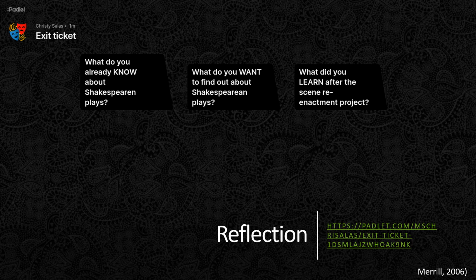During prior knowledge activation, students would have already filled out the first two columns to talk about what they know about Shakespearean plays and what they want to find out. But after they perform their scene in front of an audience, they will fill out the last column, talking about what they've learned after the scene reenactment project. Overall, this is how students can highlight their mastery of reading comprehension, teamwork, communication, organization, and creativity.